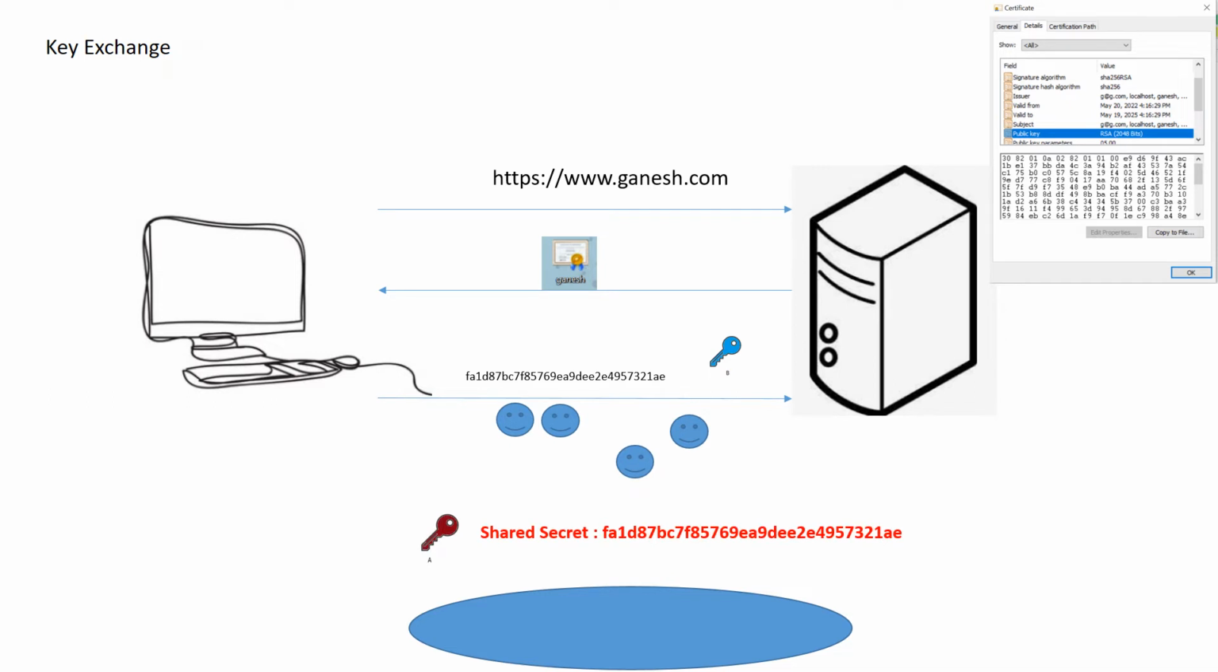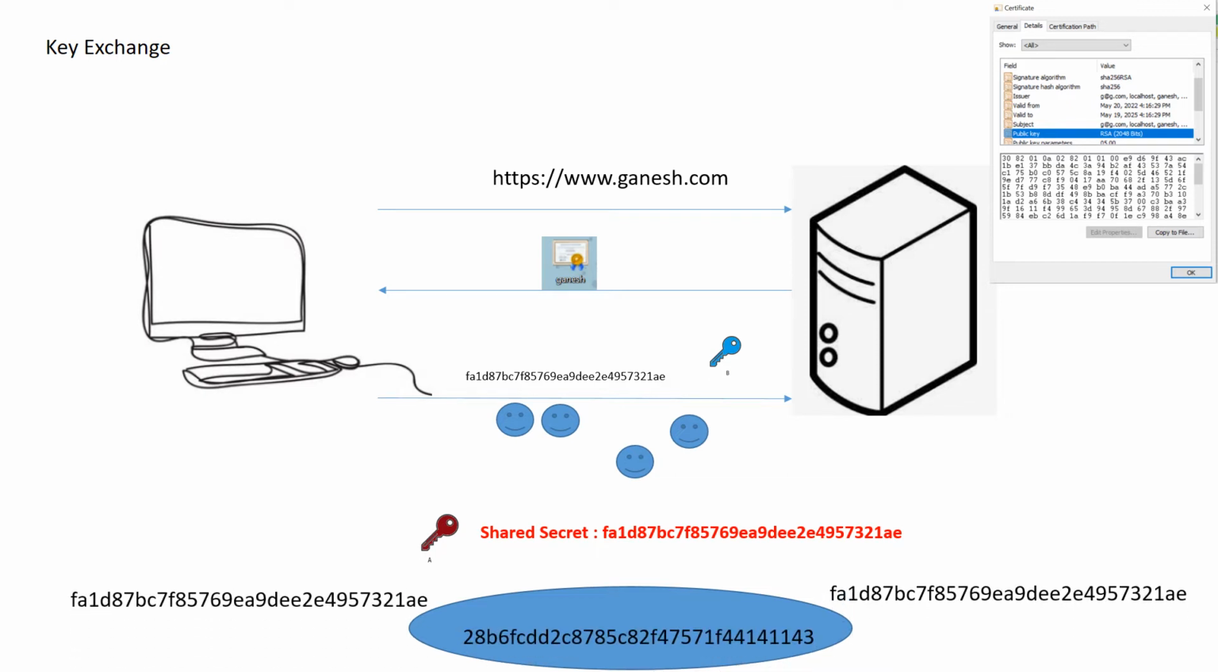Once the server receives this, it can use its private key to decrypt and arrive at the shared secret, which is the key that will be used for encrypting the communication for the duration of the session. So remember, the actual key is encrypted and the encrypted value is transmitted over the internet, and then the server will decrypt it to get the original shared secret.